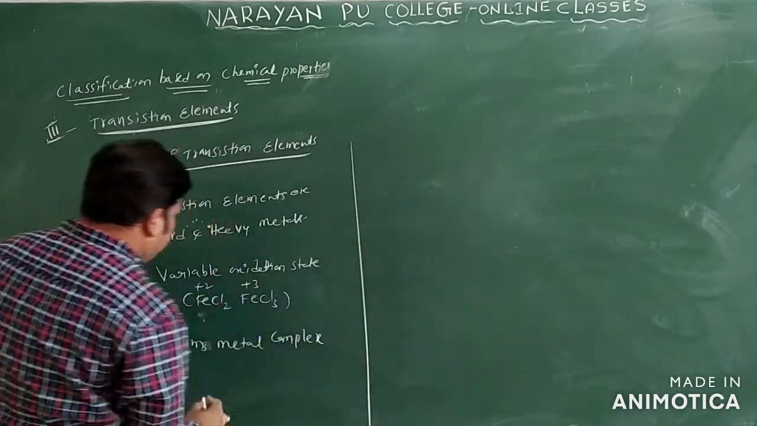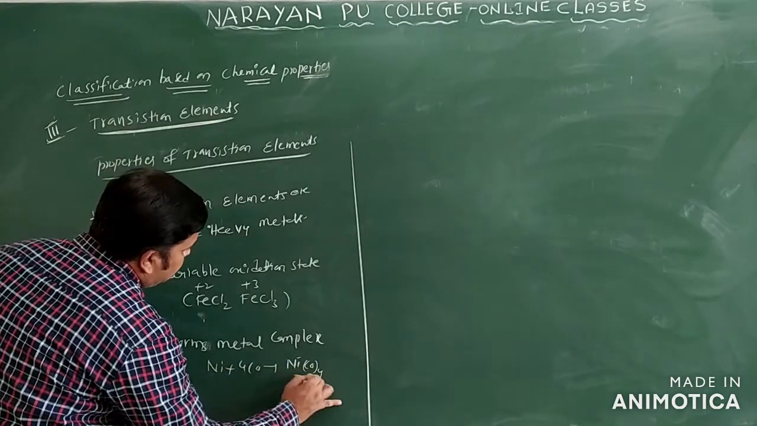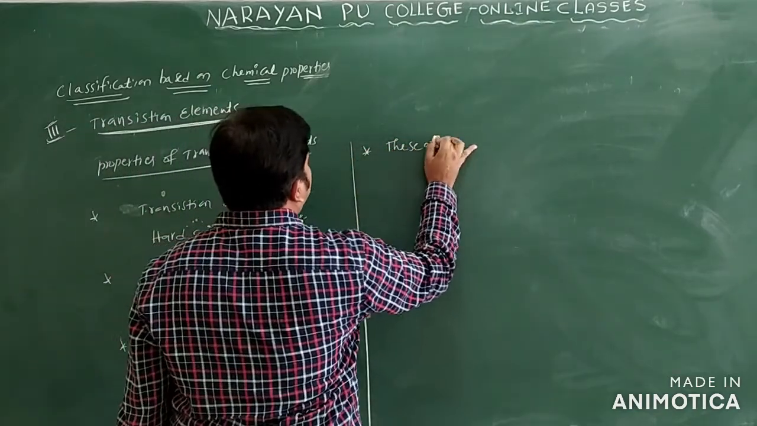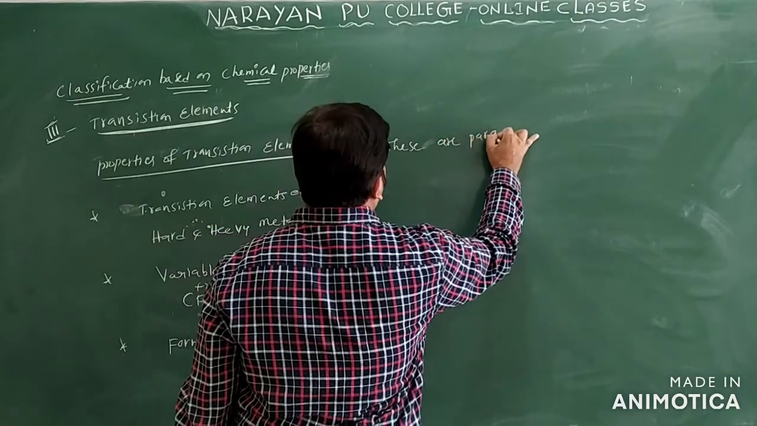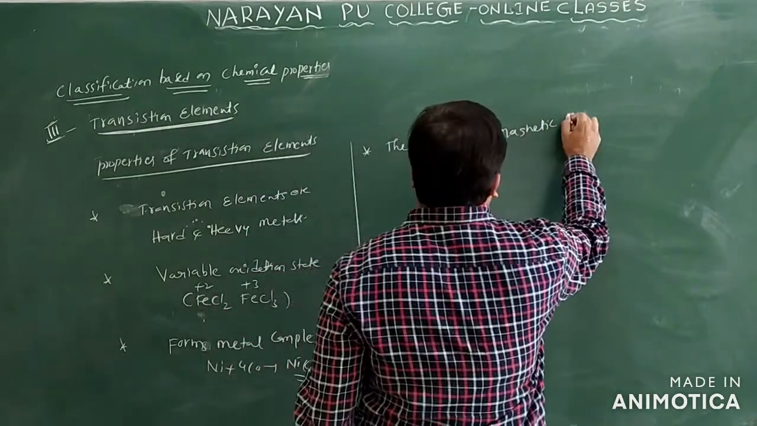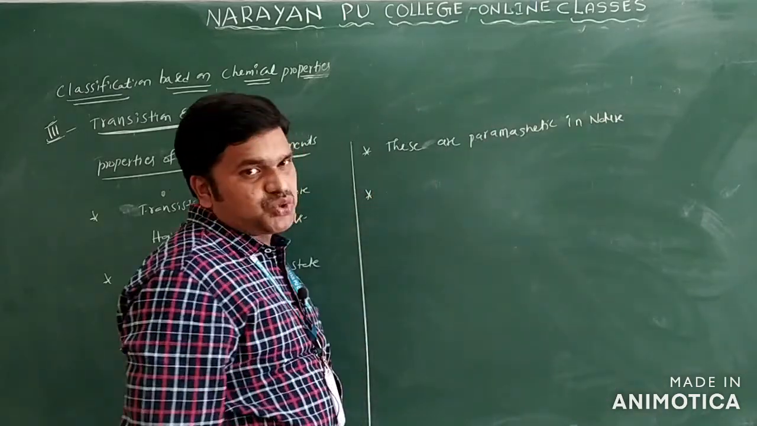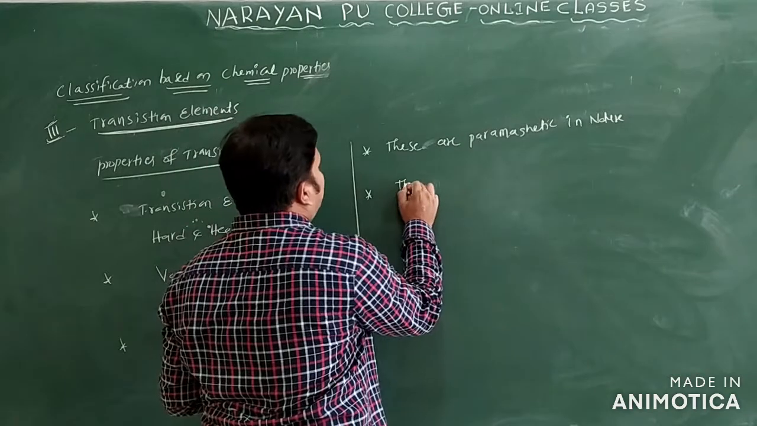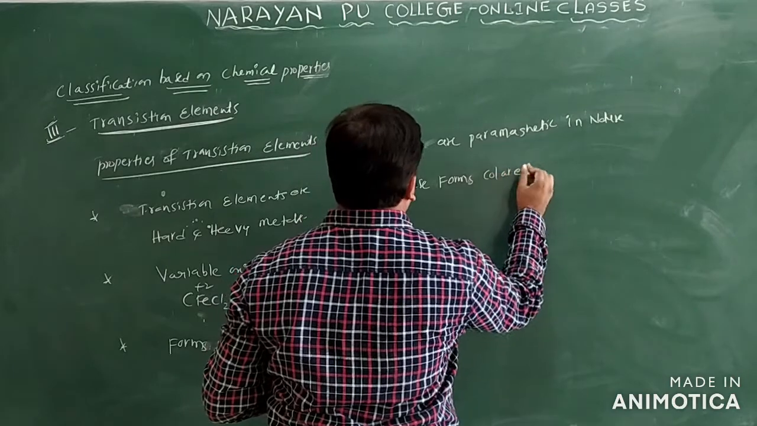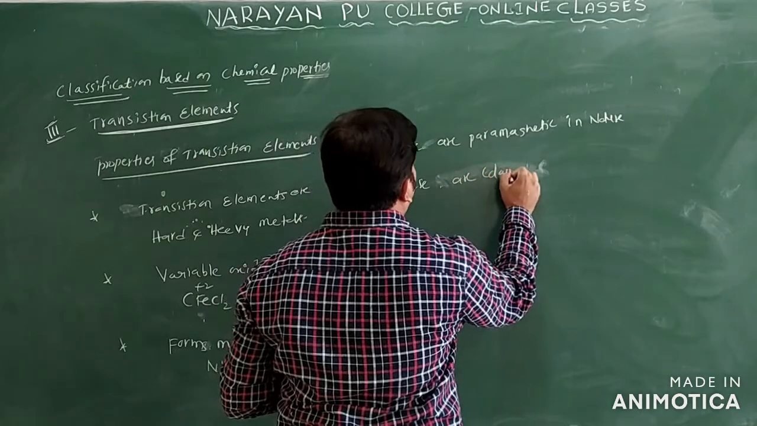If we take nickel combined with carbon monoxide, you will get nickel tetracarbonyl as one of the complexes. So what is the nature of this compound? These are paramagnetic in nature. Paramagnetic means they contain some unpaired electrons. One more, transition elements form colored complexes. These are colored.